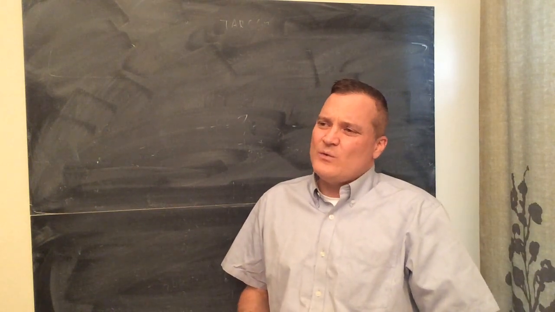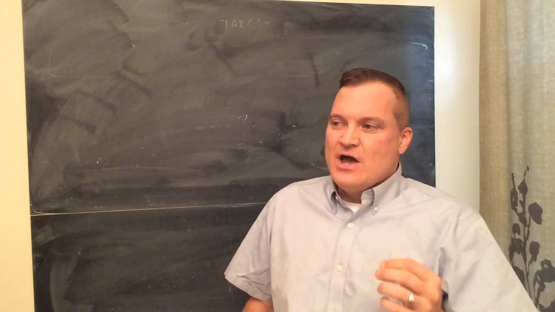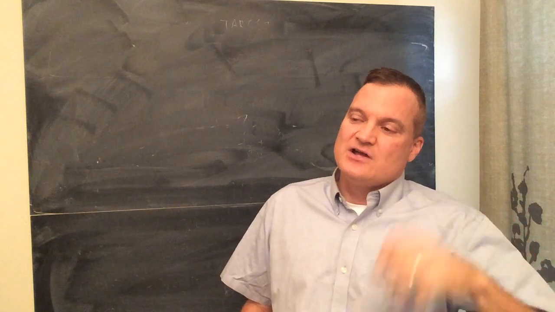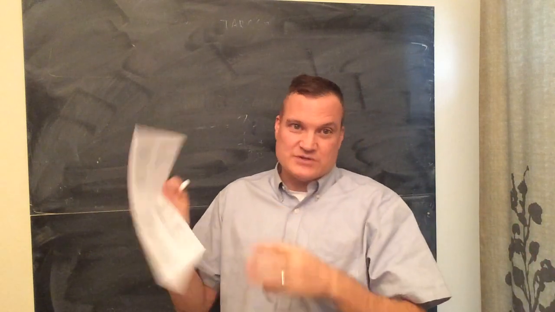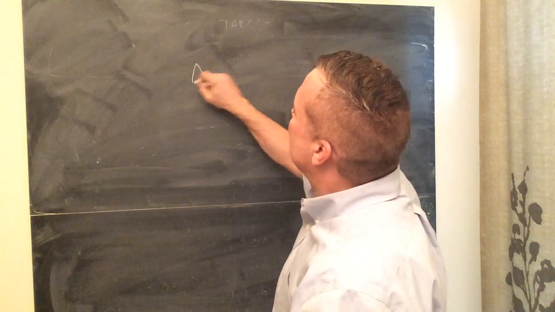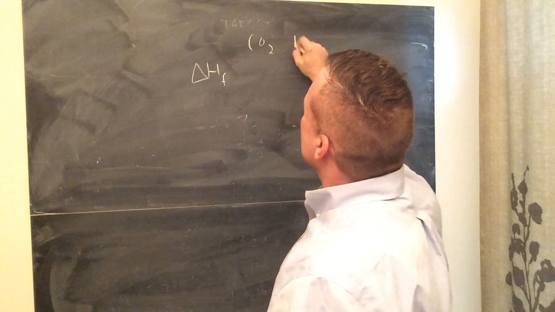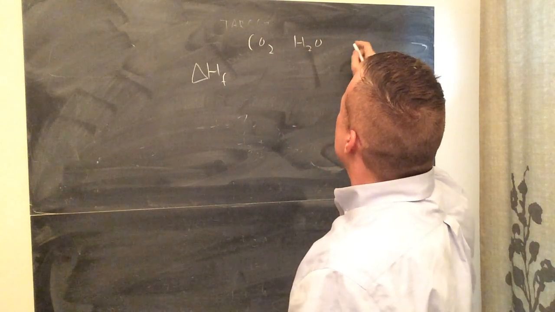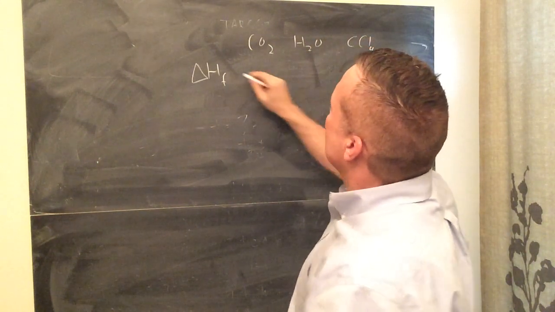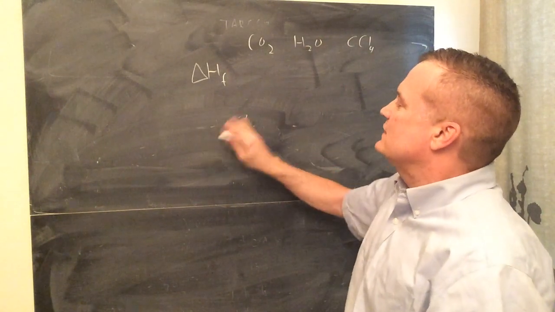Now, when I give you quizzes and tests, I'm going to give you the information you need. But sometimes we give you a chart. When you're doing the homework and the worksheets, you might think, well, how am I going to find delta HF for CO2? Or for H2O? Or for, I don't know, CCl4? Well, there's a chart. Now, they're not going to be written in that order. But there's a chart in the back of your book.